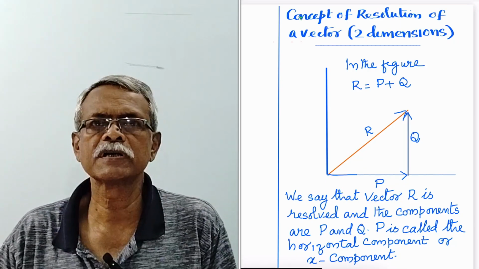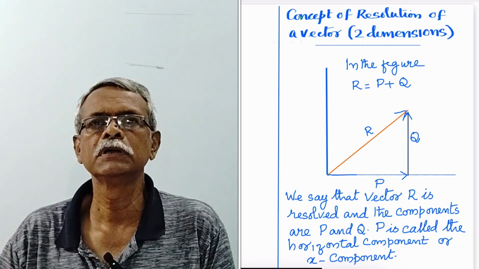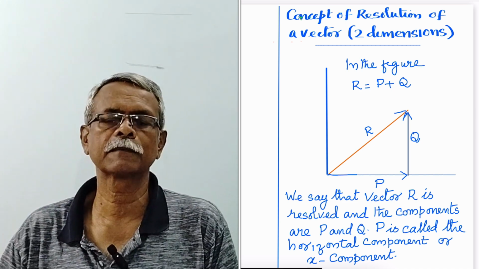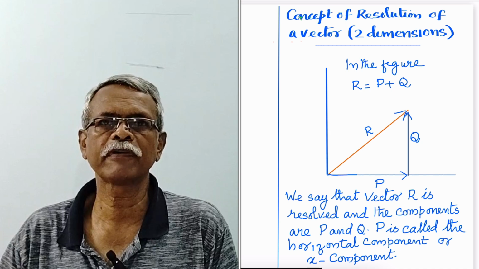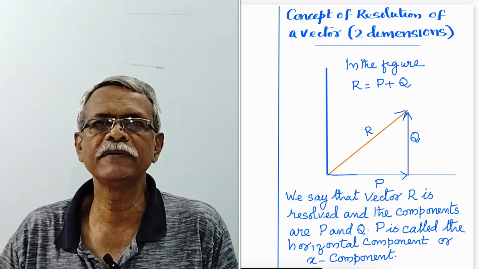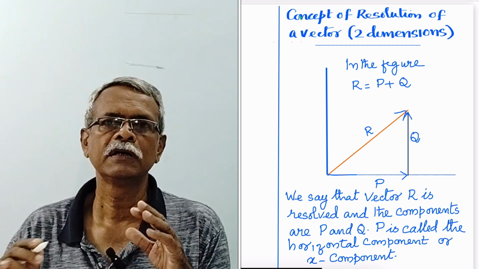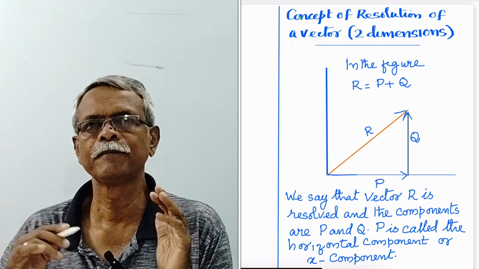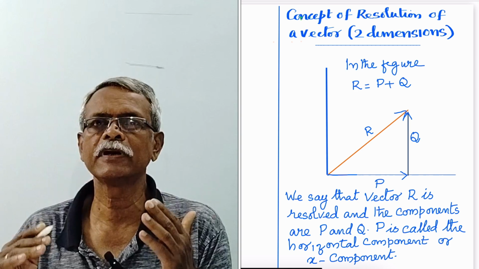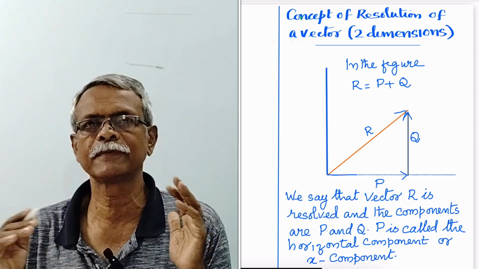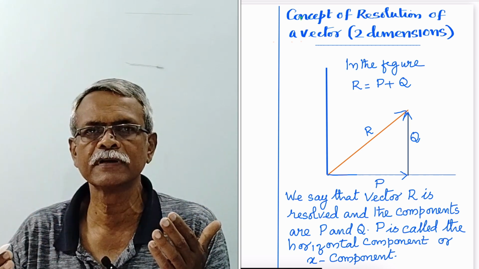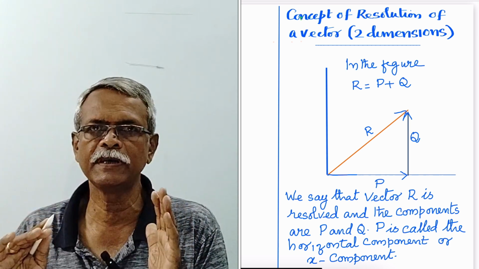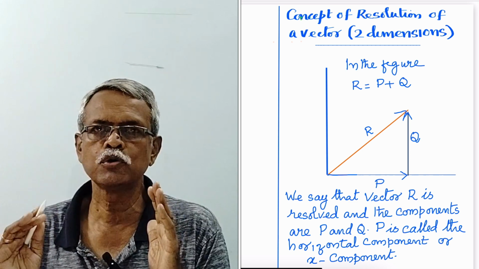In this section, we start with the concept of resolution of a vector. Resolution of a vector basically means that a vector is divided into two components. In two dimensions, it is divided into two components. In three dimensions, it is divided into three components. For simplicity, we consider two dimensions.